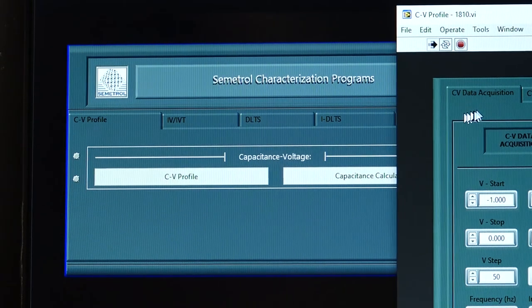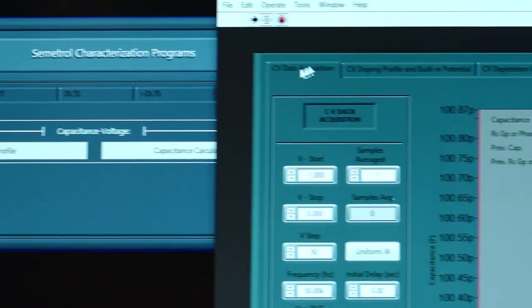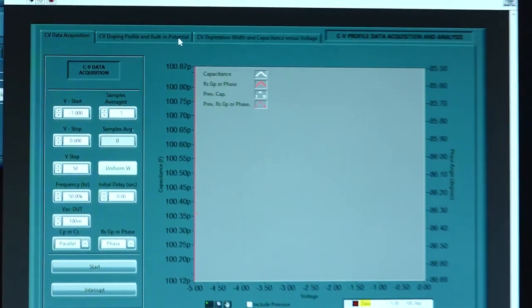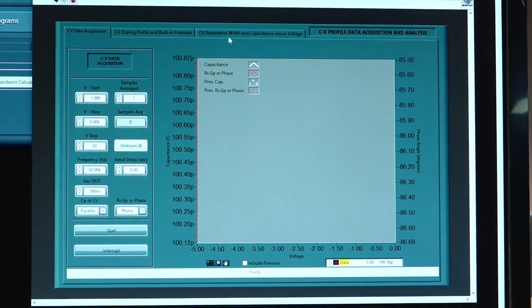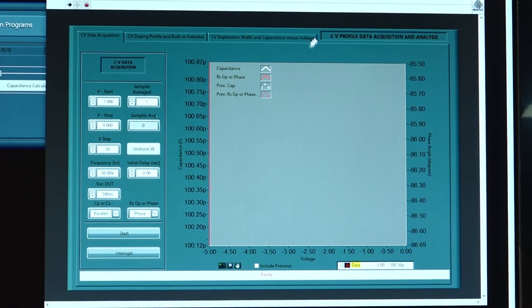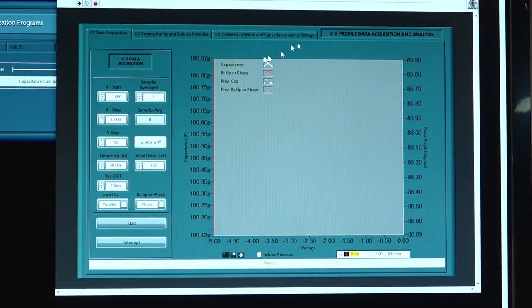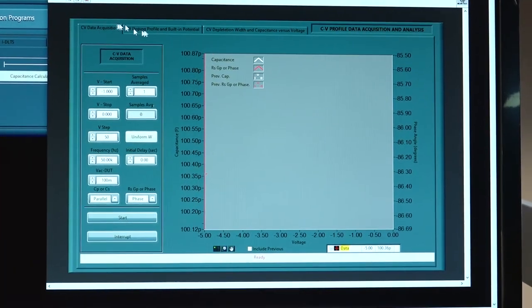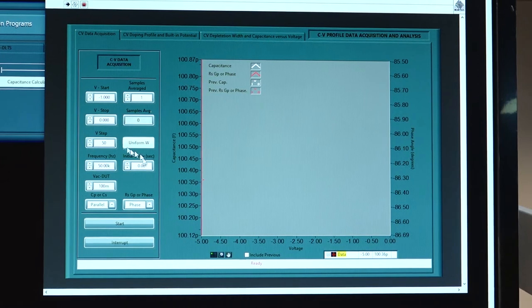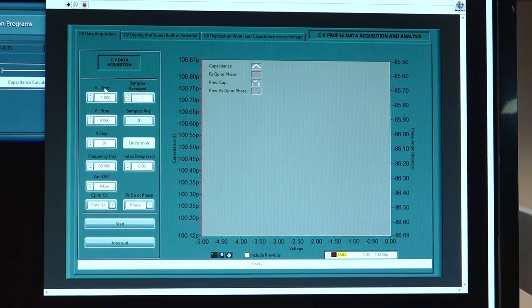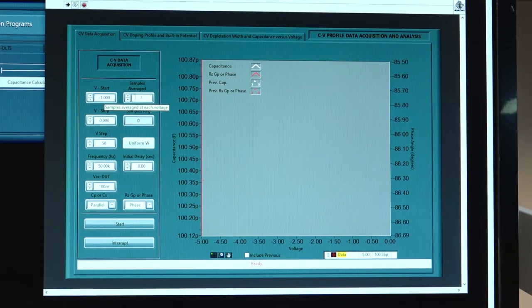So you can see there are multiple tabs: CV data acquisition, CV doping profile and built-in potential calculator, CV depletion width and capacitance versus voltage coordinator graph. So first we will go to the data acquisition tab. In the data acquisition tab, we have to mention the starting voltage, the stopping voltage, and the number of measurements taken at a particular voltage that should be increased.